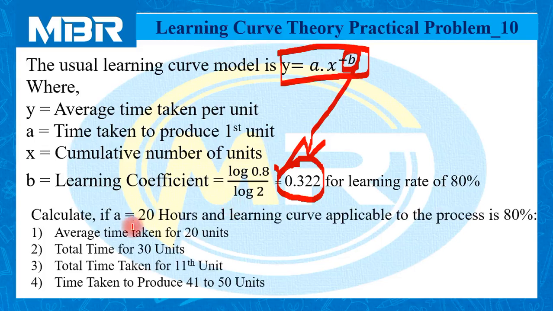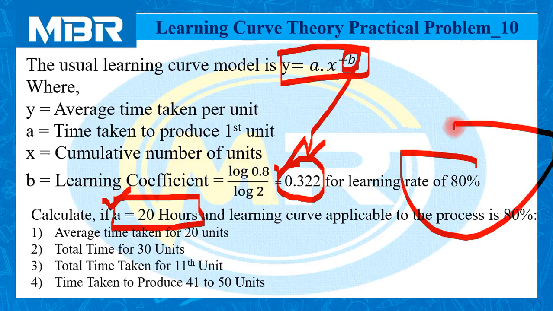Calculate if a is equal to 20 hours. A is equal to 20 hours means the time to produce the first unit of output, and the learning curve applicable to the process is 80%. It is nothing more than a repetition of the information given over here. We have to calculate the average time taken for 20 units, total time for 30 units, total time taken for the 11th unit, and time taken to produce 41 to 50 units.